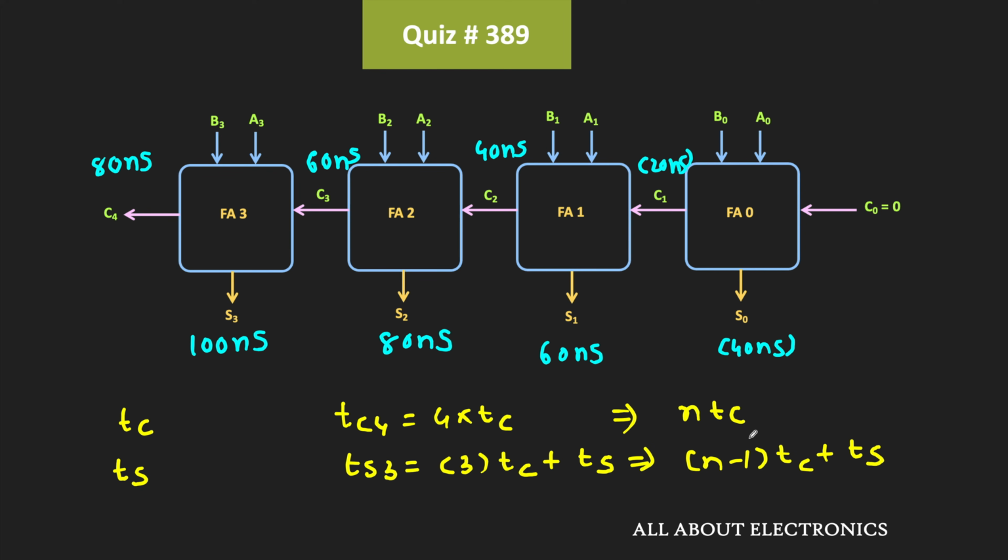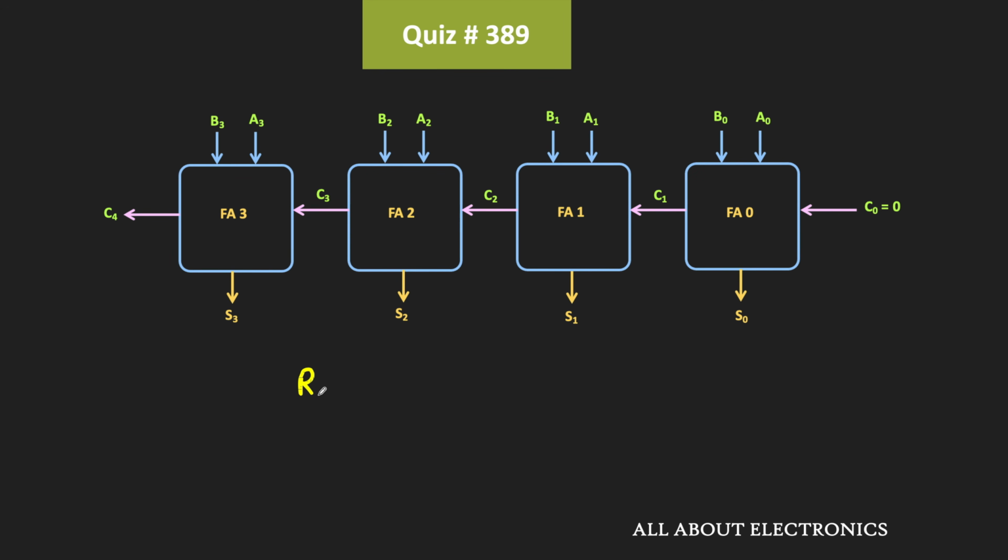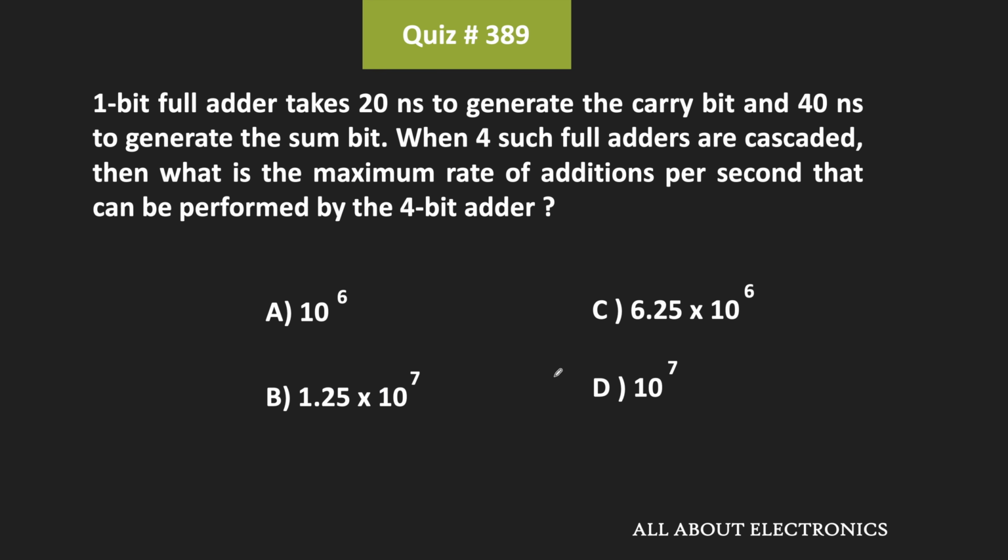That means for this 4-bit adder, in the worst case, the stable output will be available after 100 nanoseconds, and only after that delay can we start performing the next addition. That means the rate of addition is equal to 1 divided by t, that is equal to 1 divided by 100 nanoseconds, and that is equal to 10 to the power 7. That means the maximum rate of addition for this given 4-bit adder is equal to 10 to the power 7, and hence for the given question D is the correct answer.